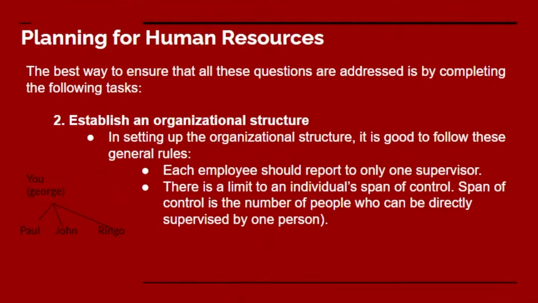So we need to think about how this whole thing is set up. How are we going to manage all of the jobs? Who's going to be talking to whom? Under this, Paul and John and Ringo report to you. And that's what we call an organizational structure. It clearly defines who reports to who. You'll see John and Paul and Ringo are all on the same level, whereas you, George, are at a higher level.